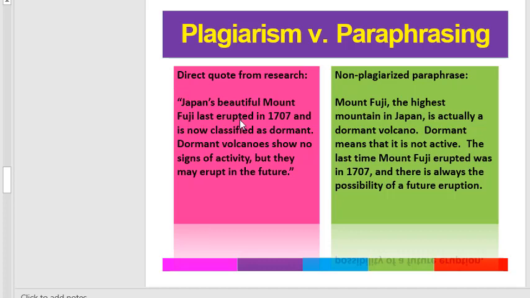Beautiful Mount Fuji, Japan, last erupted in 1707 and it is now classified as dormant. Dormant volcanoes show no signs of activity but they may erupt in the future. That is plagiarism. Now the non-plagiarized paraphrase is this: Mount Fuji, the highest mountain in Japan, is actually a dormant volcano. Dormant means that it is not active. The last time Mount Fuji erupted was in 1707 and there is always the possibility of a future eruption.